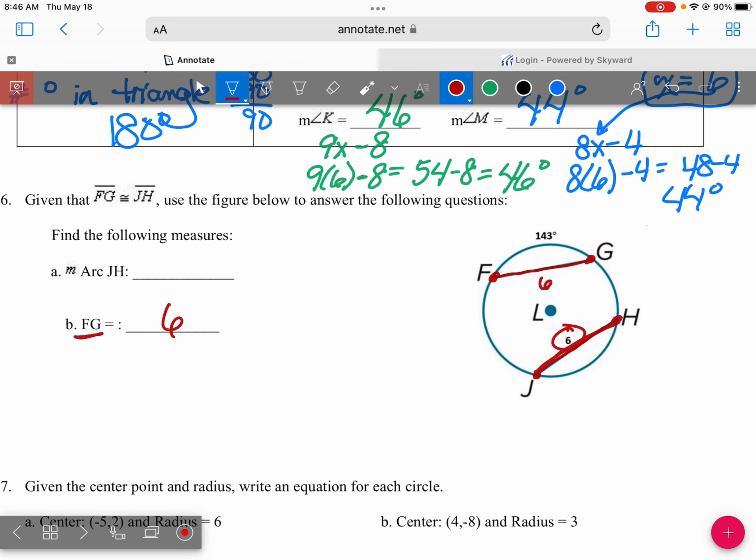All right, and because FG is a chord that intercepts this arc, if I would rotate that around, it's going to intercept that same amount on the other side, right? Because they're the same length. So what is the measure of this arc JH? 143 degrees. Is that a minor arc, a semicircle, or a major arc? It is minor because it's less than 180 degrees. Good. Questions on that one?